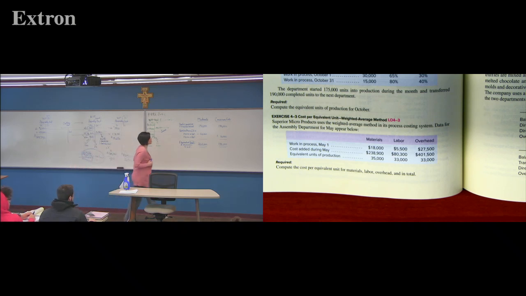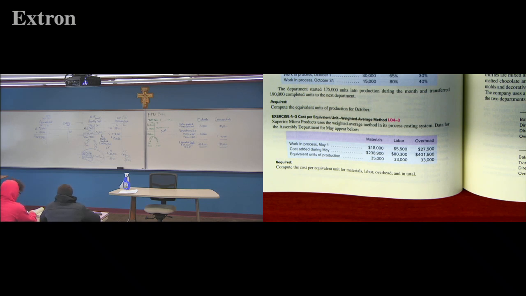Now, I think this is a little tricky, or you might say, well, why are the labor and overhead columns separate when their equivalent units are the same? Some companies may separate them. Some companies may add them together. You could add them together in this problem because they are the same equivalent units of production. Since they gave it to us in 3 columns, we'll just do it in 3 columns. It's not a big deal.